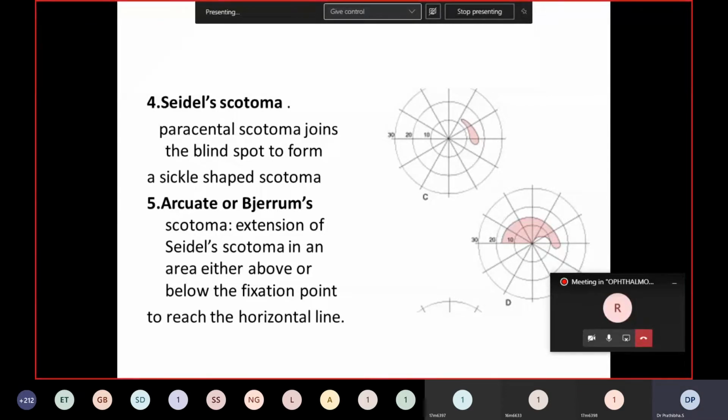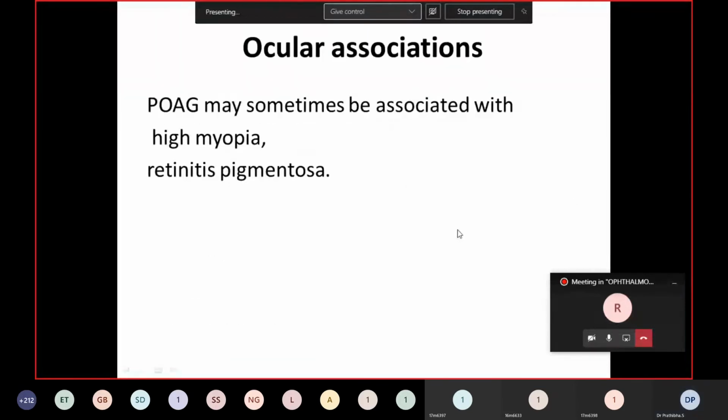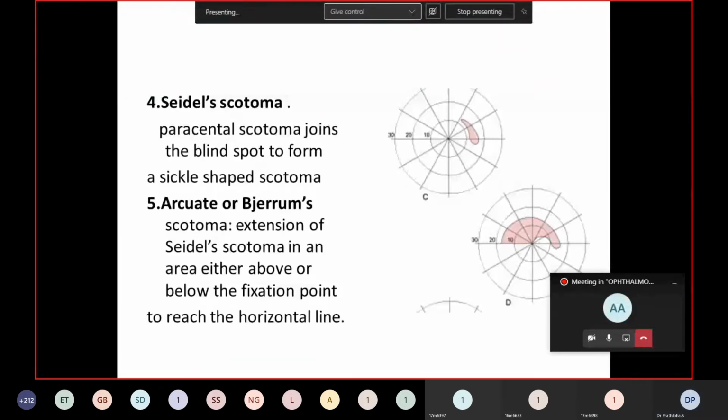Sorry, my slides are not changing that fast. Bear with us. Sorry, one or two slides are missing.